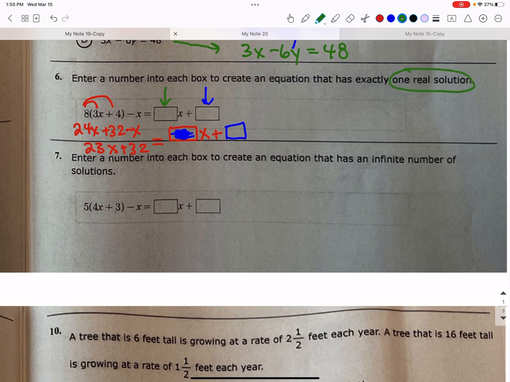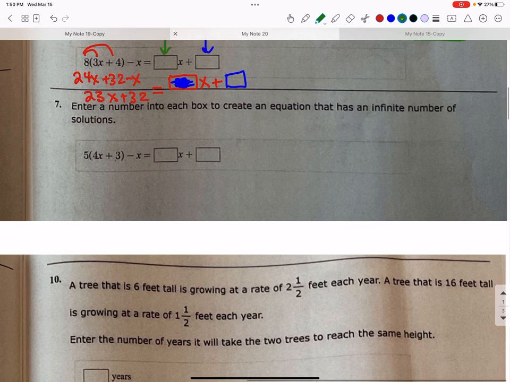So actually, you can put whatever you want in this box, doesn't matter, as long as this box is not 23, any number but 23, because then they won't have the same amount of x's, and they'll just be one normal answer. All right, see if you can do the same thing for the next problem, but so that they're infinitely many answers, so that they're exactly the same equation. The front and the back are the same.